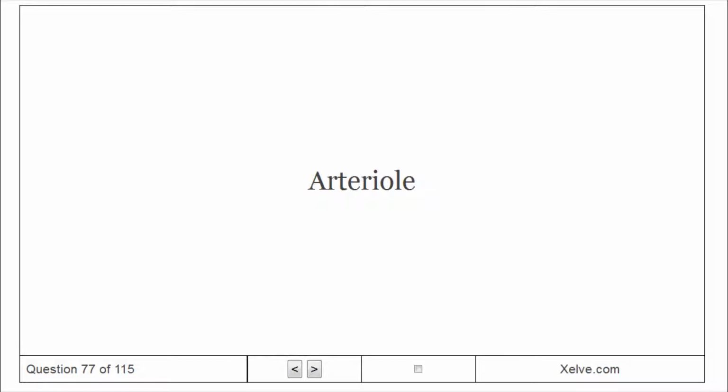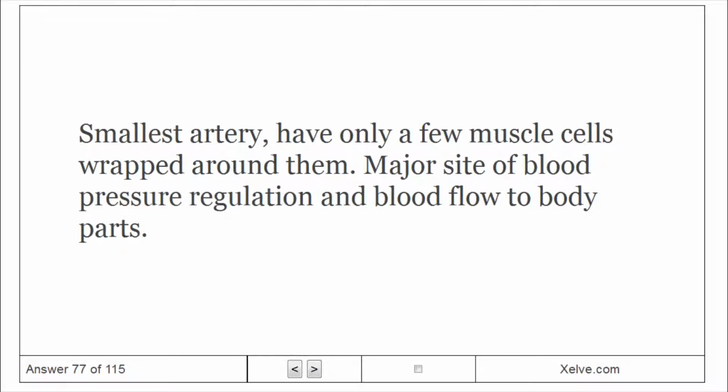Arteriole. The smallest artery, with only a few muscle cells wrapped around it. Major site of blood pressure regulation and blood flow to body parts.